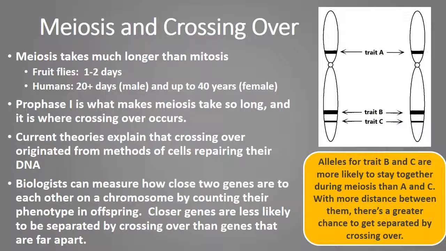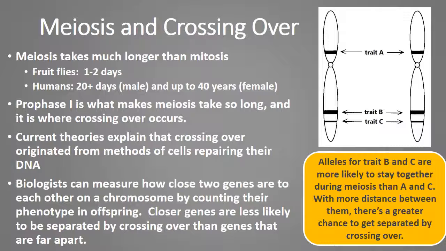Well, the way that we figure out how far apart things are on chromosomes is by studying how common those traits are in offspring. And based on the phenotypes of the offspring, you can use some fancy math to estimate how many base pairs separate 2 traits. So for example, traits B and C are probably going to stick together.